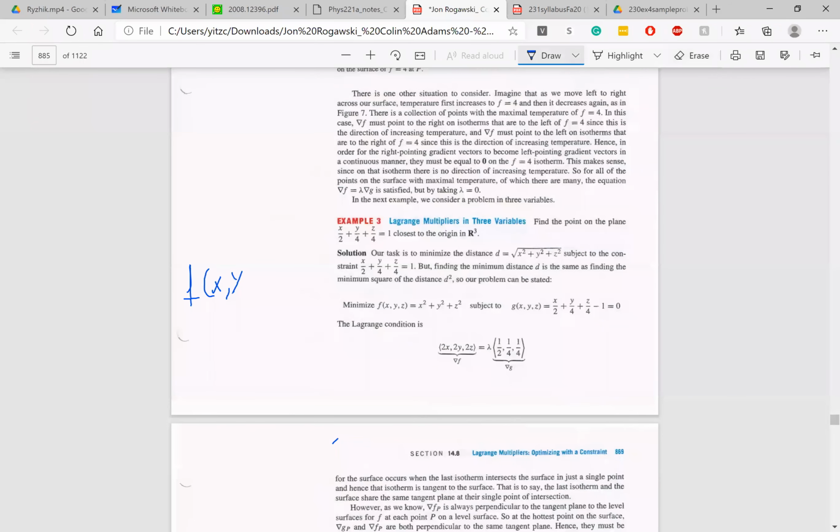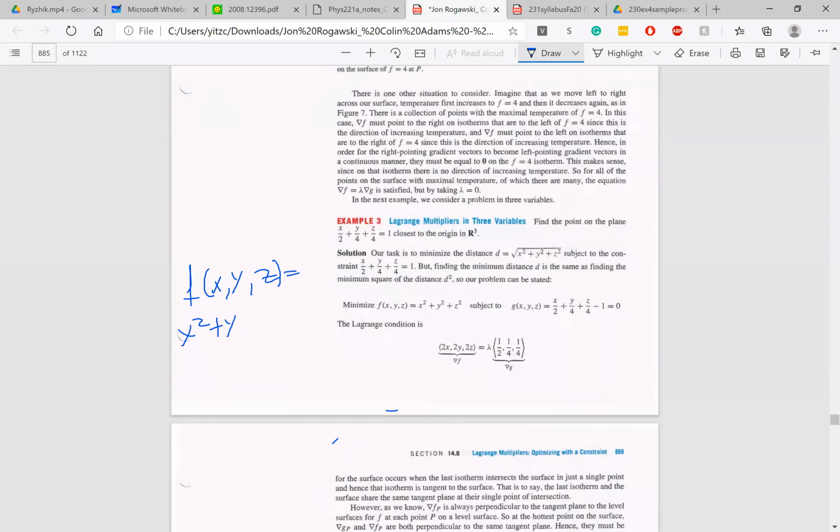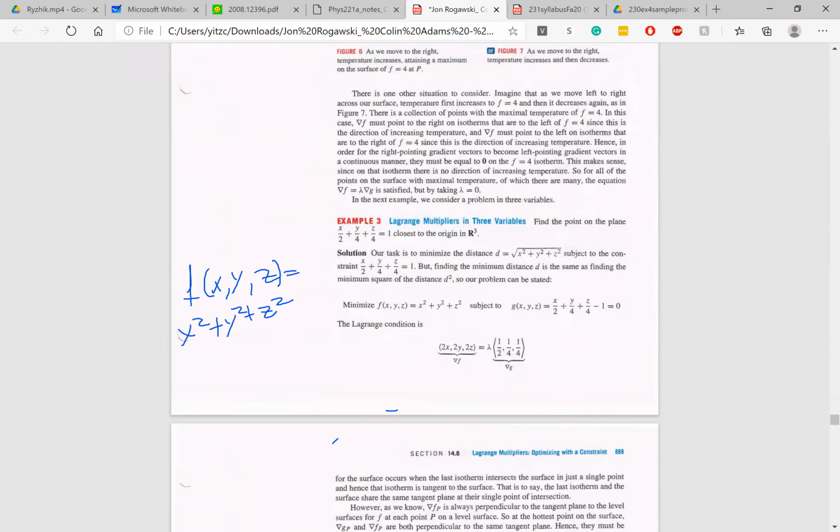f(x, y, z) is equal to x squared plus y squared plus z squared. And obviously, if you minimize this, you will minimize the distance to the origin, because minimizing this would be the same as minimizing this with the square root.